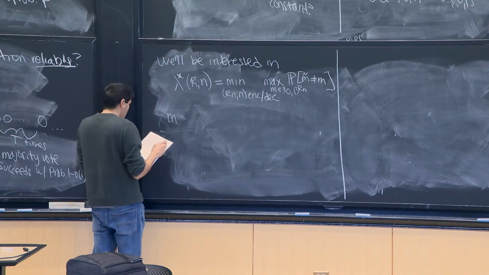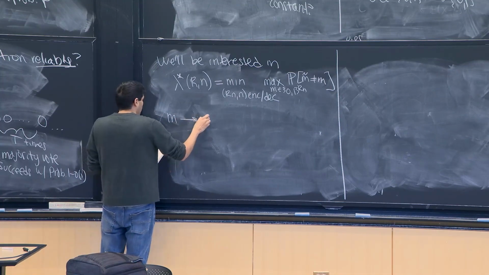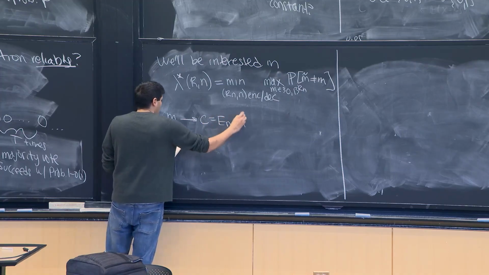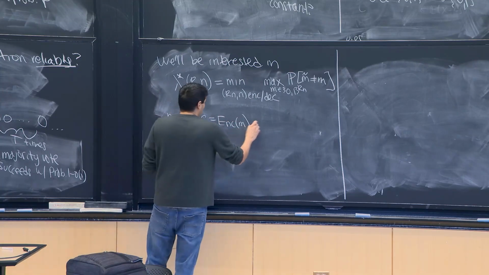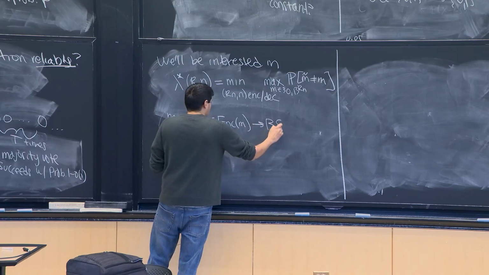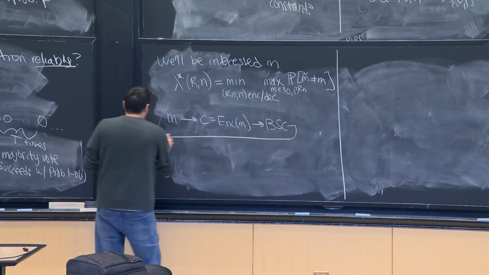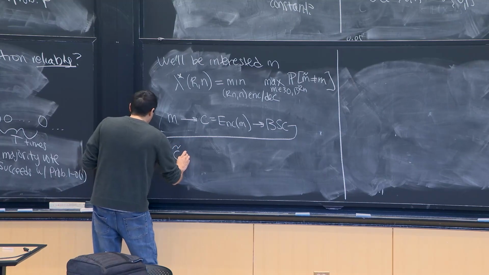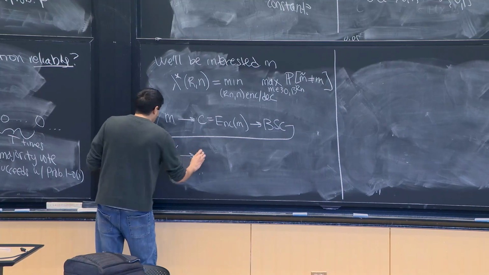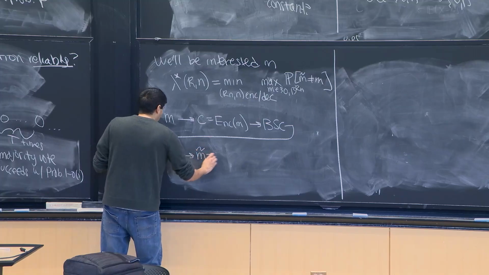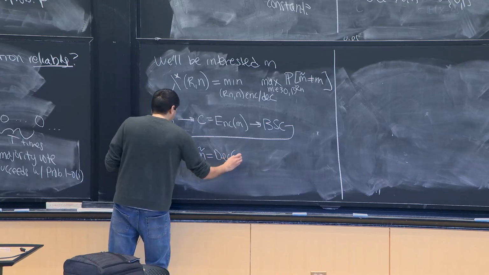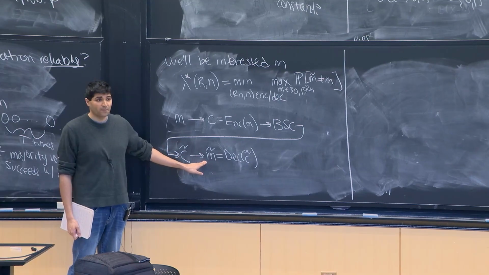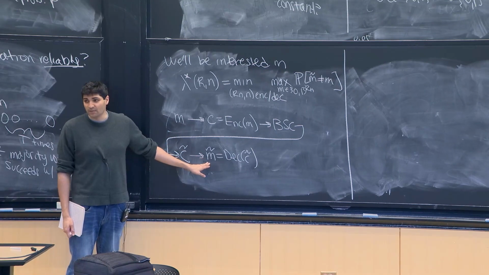So we start off with our message. That gets turned into some transmission, which is just the encoding of my message, given my encoding function. We send this through the binary symmetric channel, and we receive C tilde. We pass C tilde into the decoding function to get back what we think was the original message. And the question is, how often do we have the property that m equals m tilde?